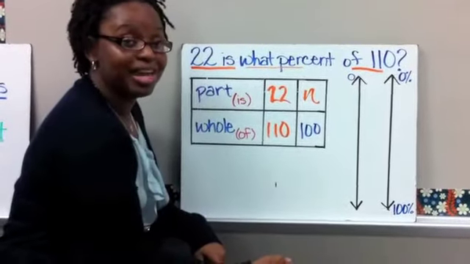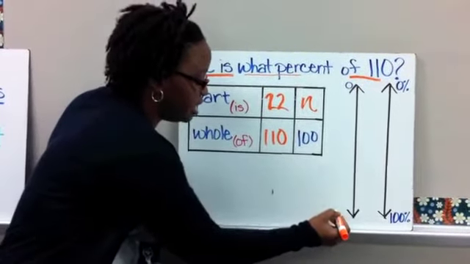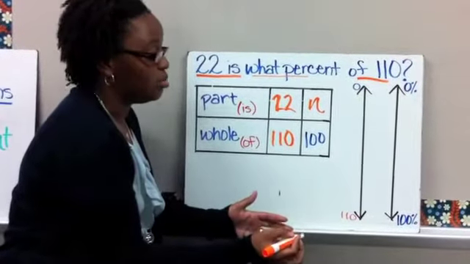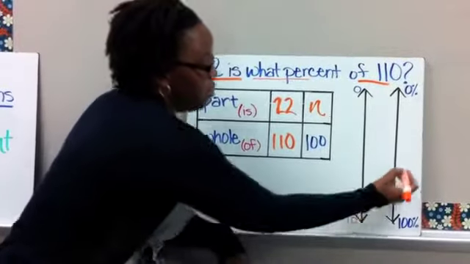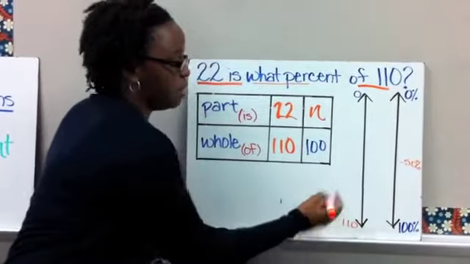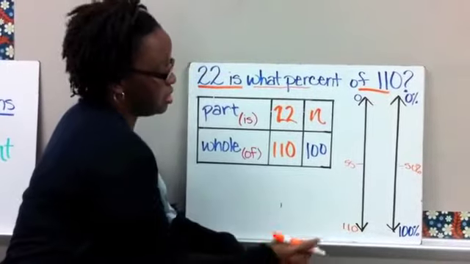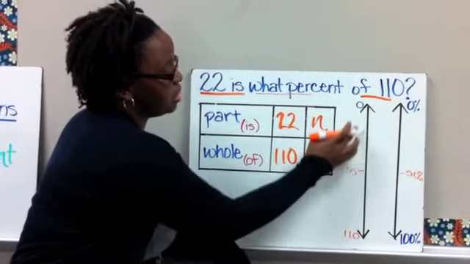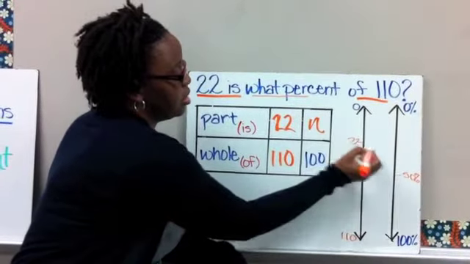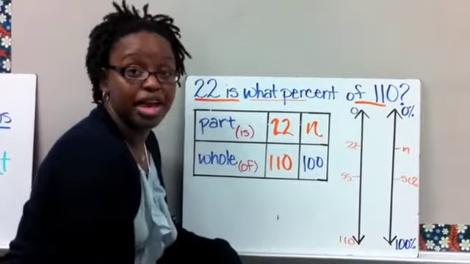Still using our vertical number lines to estimate our answer. So I'm just going to set that my whole is 110, which is down here with my 100%. And I'm going to benchmark to see where my answer should be. So 50% or half of 110 would be 55. And then I'm just going to say 22 is maybe a little bit less than halfway here. And that's about where my percent should work out to be.